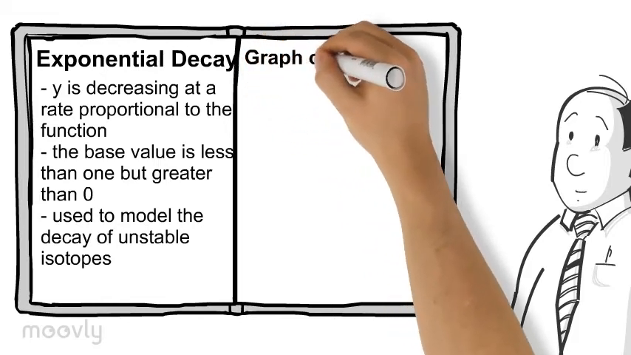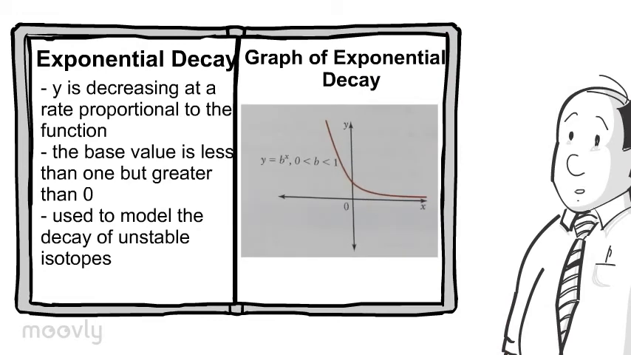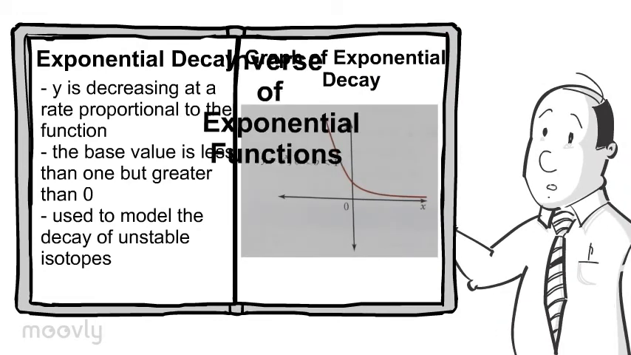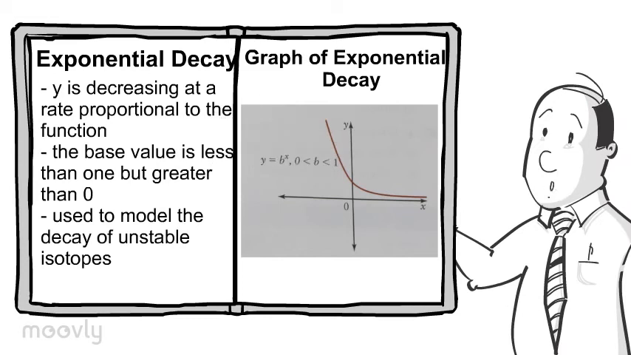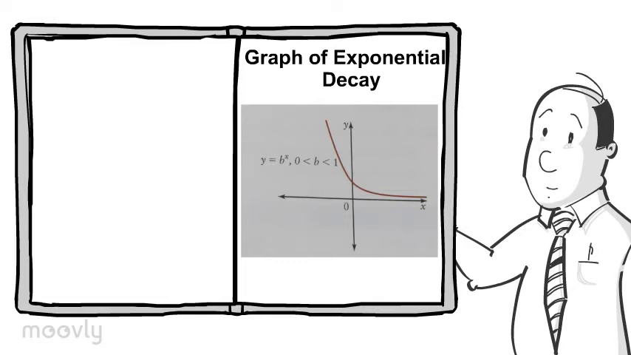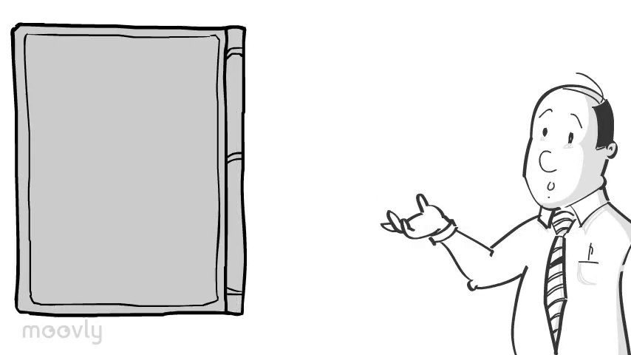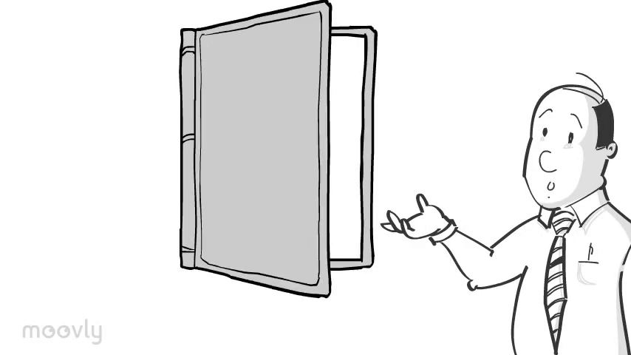The graph of exponential decay displays a decreasing curve. The curve is above the x-axis and also has a y-intercept of 1. It has the same domain and range as an increasing exponential function, as well as the same y-intercept and horizontal asymptote. Now let us take a look at the inverse of exponential functions.